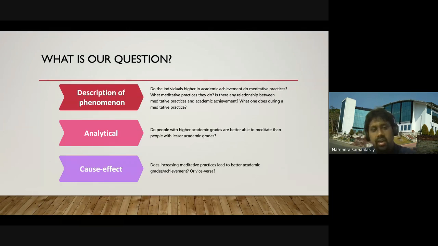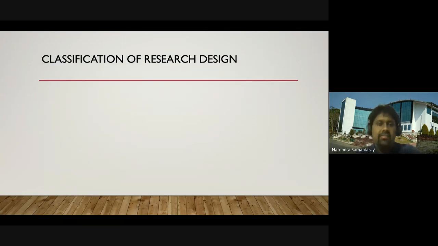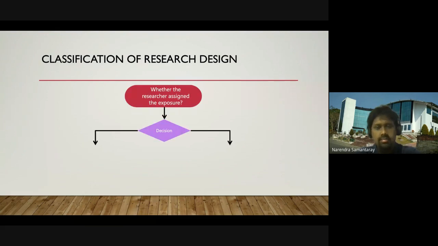While trying to describe a phenomenon in descriptive studies, basically we're trying to generate certain hypotheses. In analytical designs, we're trying to test certain hypotheses. In cause and effect, we're trying to prove certain hypotheses. Yes, I'll be explaining all these things in detail, but this is just an overview. Now let's come to the classification of research design.